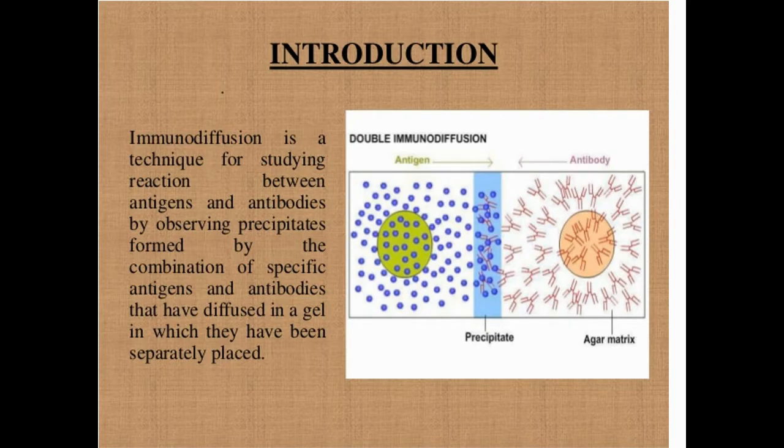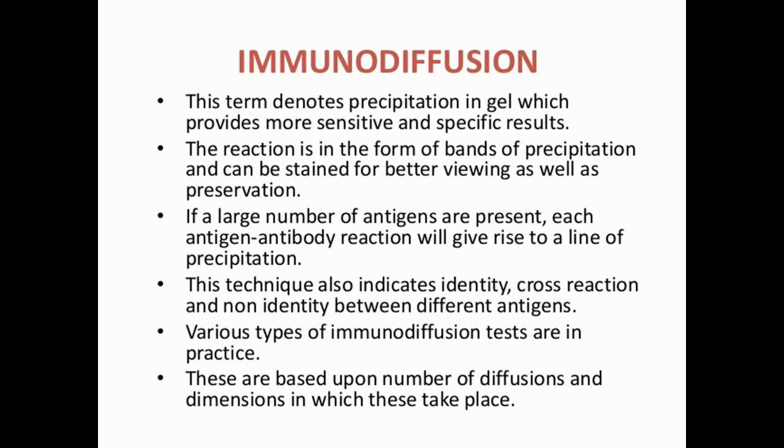So this is the introduction: immunodiffusion is a technique used for studying reactions between antigens and antibodies by observing precipitation reactions. Precipitation reaction means the reaction which takes place between antigen and antibody. Once again, to repeat the introduction, it's a term that denotes a precipitation in gel. We will take the gel, and in the gel we will take the antigen and antibody, and then we will see the precipitation reactions of both antigen and antibody.